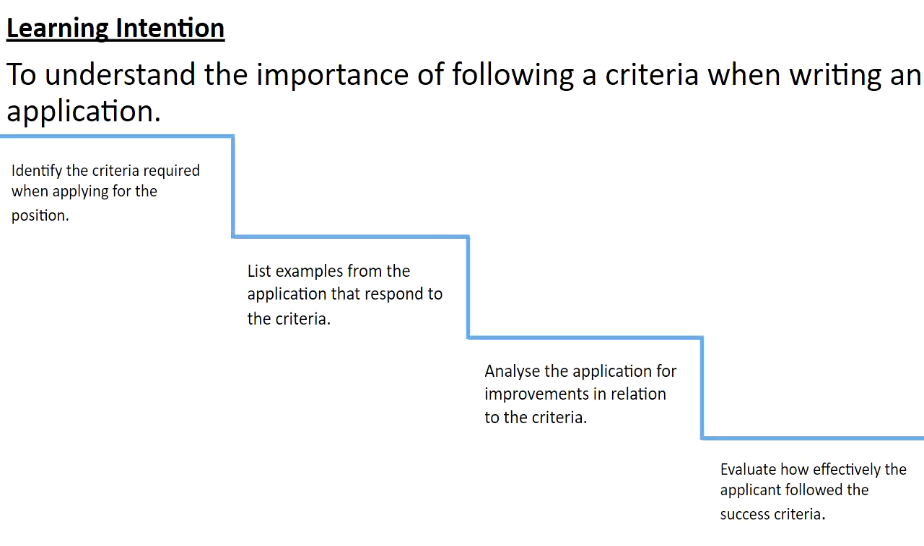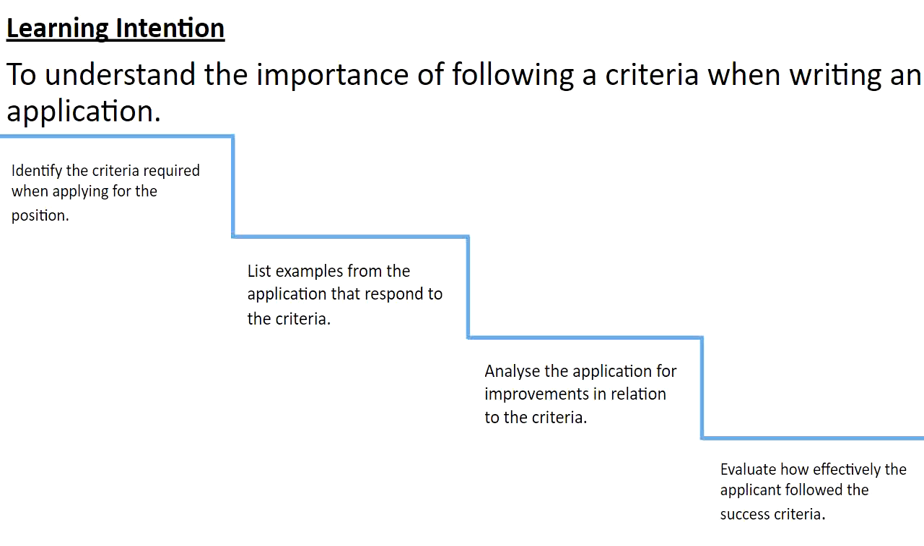Our learning intention is to understand the importance of following a criteria when writing an application. Our success criteria: identify the criteria required when applying for the position, list examples from the application that respond to the criteria, analyze the application for improvements, and evaluate how effectively the applicant followed the success criteria.